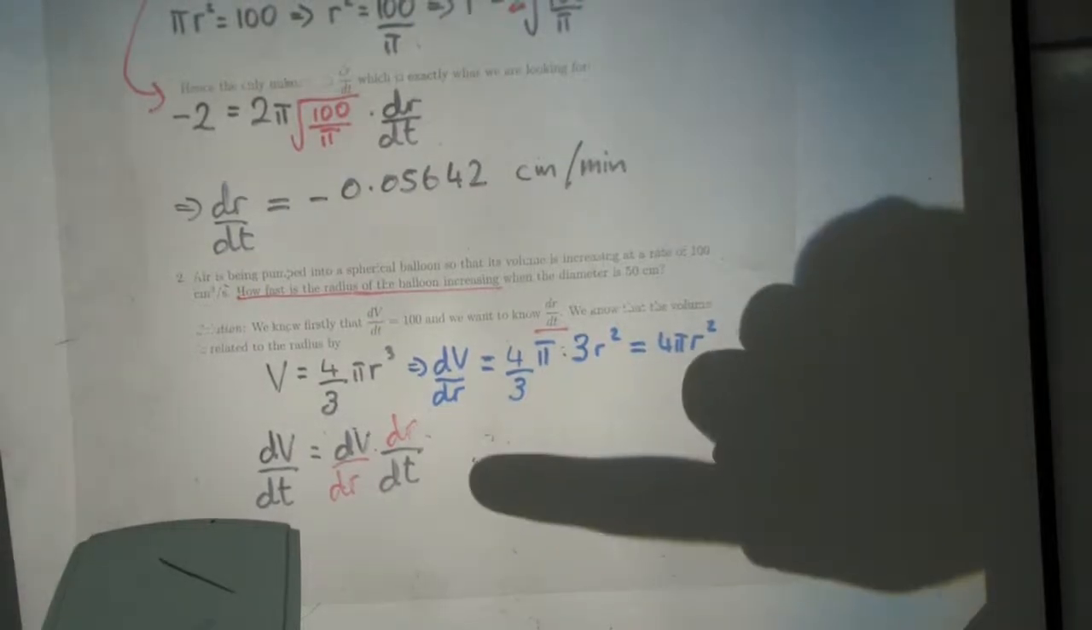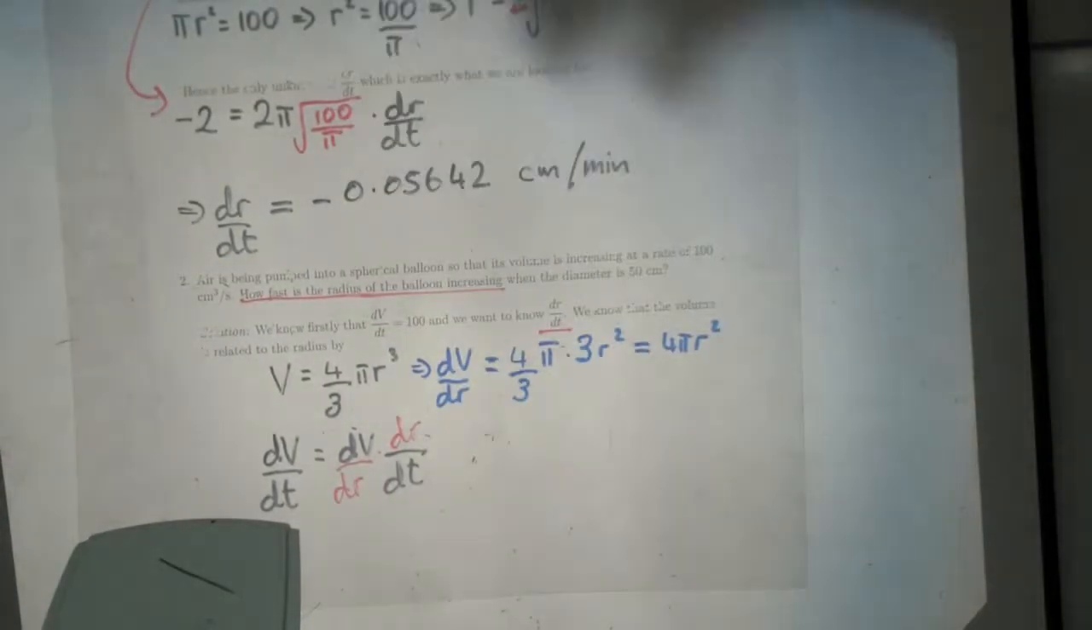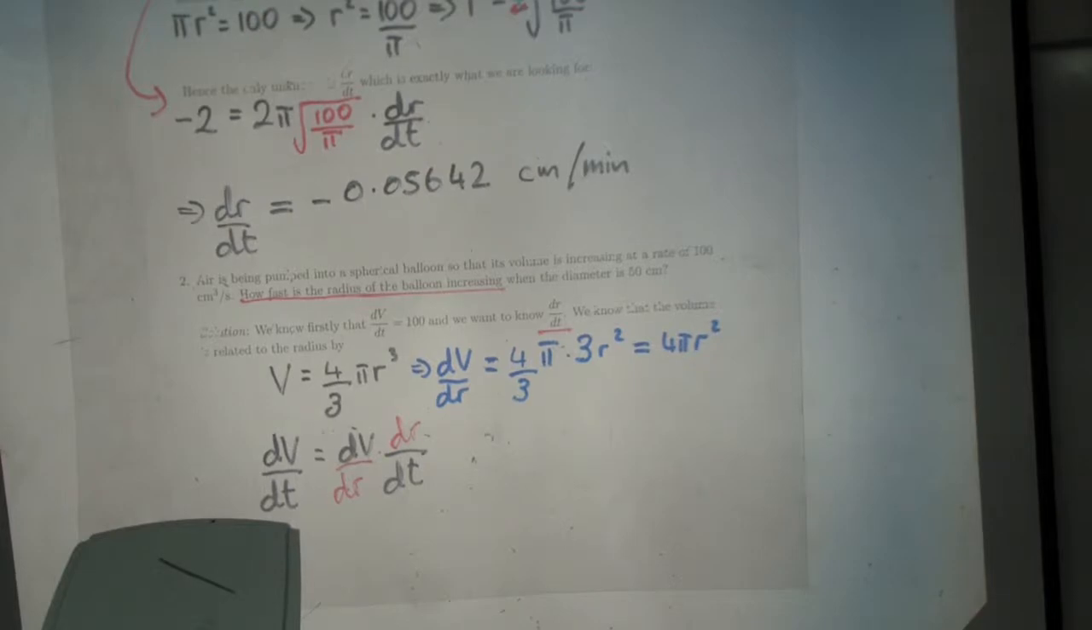Now back to our problem. We're here. Okay, so we know pretty much everything. Do we know the radius? 25. Yeah, it's half the 50, spot on. So we will just write this down. So we have dV/dt is 100.